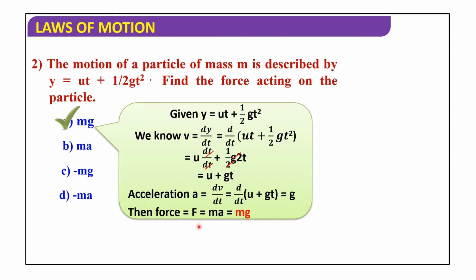So then the force F = ma. Here the acceleration we are getting is a = g. So F = ma = mg. So the first option is correct. The force acting on the particle is mg. Okay.